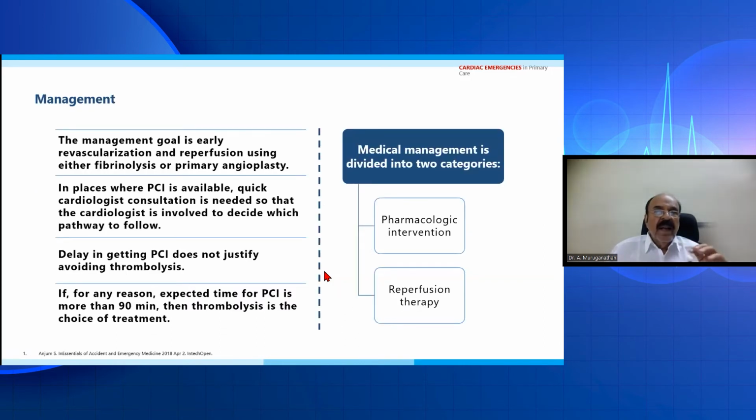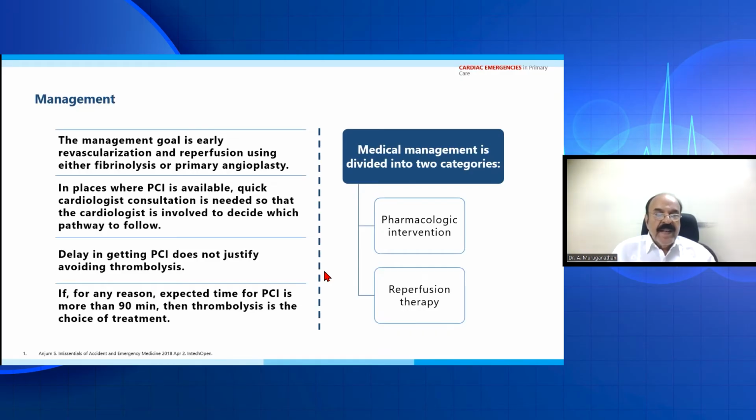How do you manage? Early revascularization and reperfusion using either fibrinolysis or primary angioplasty. So any acute infarction, the first aim is to do revascularization or reperfusion, either by thrombolysis, fibrinolysis, or angioplasty. Where PCI is available and cardiology consultation is available, the cardiologist is involved to decide which pathway to follow. Delay in getting PCI does not justify avoiding thrombolysis.